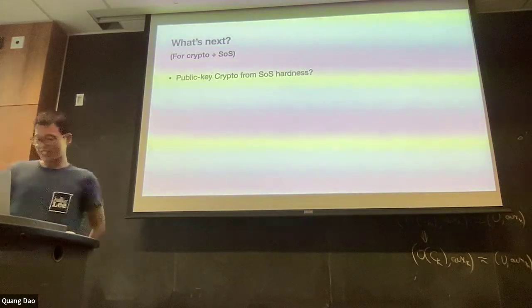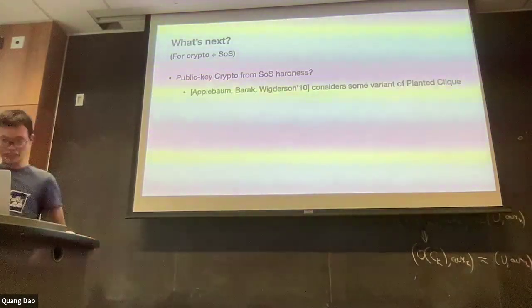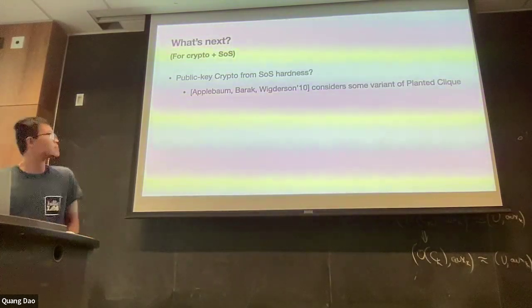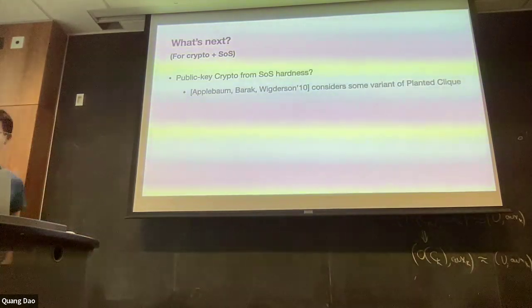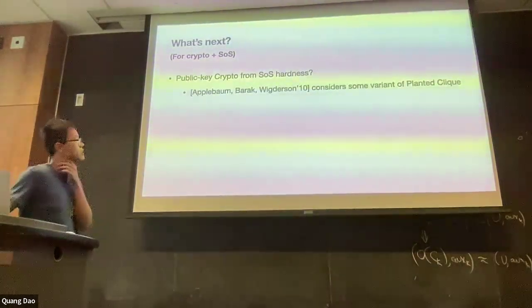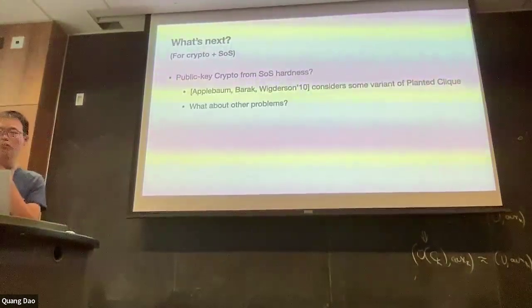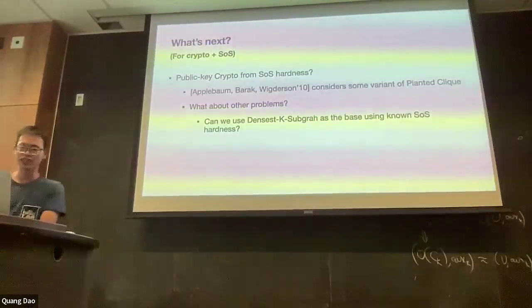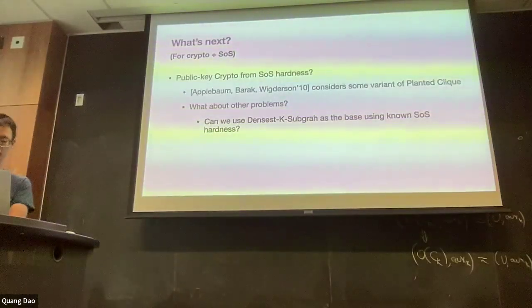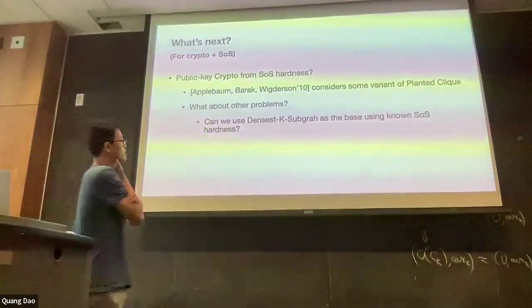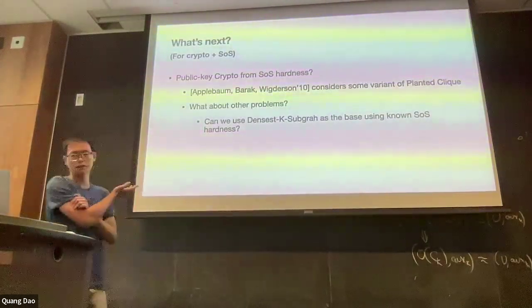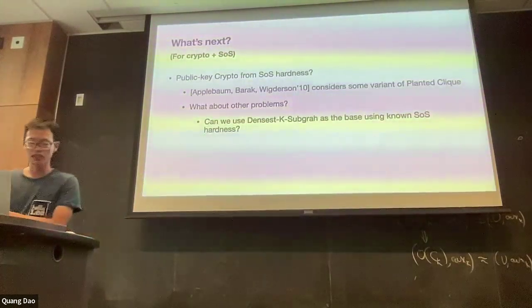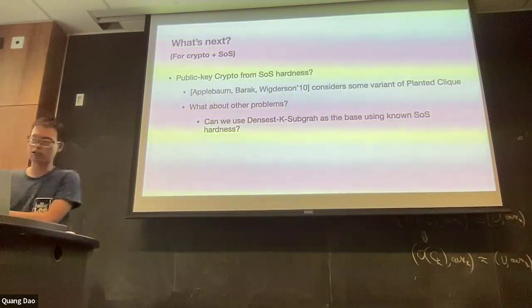But here are some questions that I think might be interesting to take a stab at in the future. One question is, of course, whether we can get a public key from SOS hardness. This has been considered in the context of public key. But what about other hardness? Because the issue with public key is that it only gives you positive polynomial hardness. And one question I'm interested in is, can we use the sub-exponential time hardness in sparse graphs? For example, in DKS, we have known results already to build public key crypto or other cryptographic primitives.